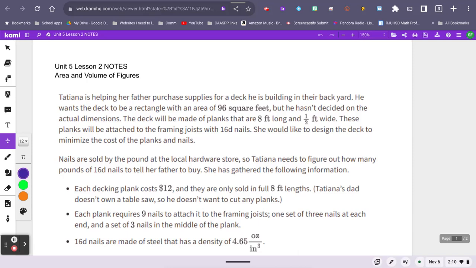Good morning. We're going to be working on Unit 5, Lesson 2 notes. This is area and volume of figures. This is one big problem, so we're going to go slowly through it just to see what we can get from it.